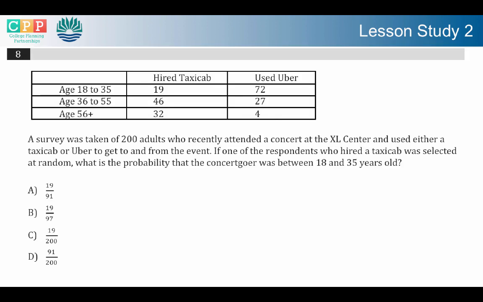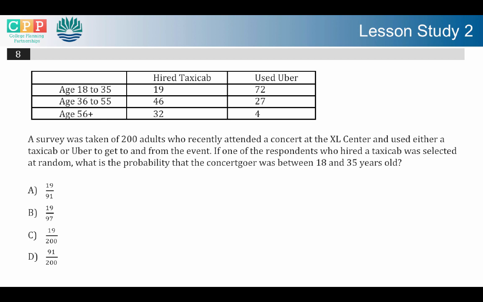Question 8 changes it up, where it is dealing more with probability. A survey was taken of 200 adults who recently attended a concert at the Excel Center and used either a taxi cab or Uber to get to the event. If the respondents who hired a taxi cab were selected at random, what is the probability that a concert goer was between 18 and 35?